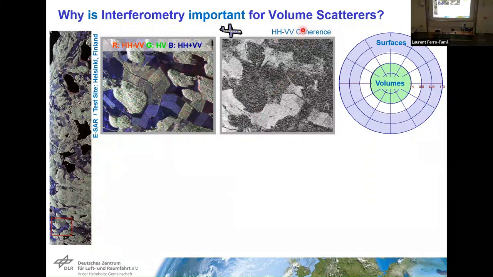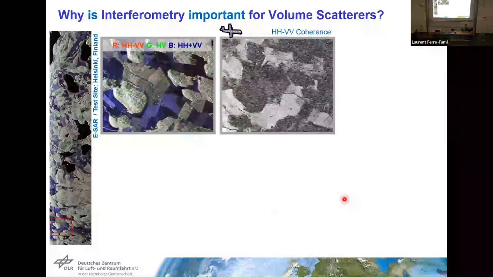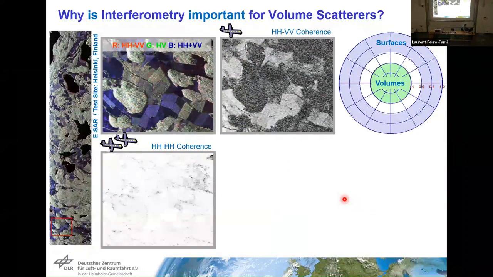Why? Because this coherence is close to the center of your complex plane. So this means you work here, and if you work here, then your phase uncertainty is very large. You lose one parameter. What happens with interferometry? For surfaces, you have no problems. So you are here. For surfaces, polarimetry still gives you a rather complete observation space.